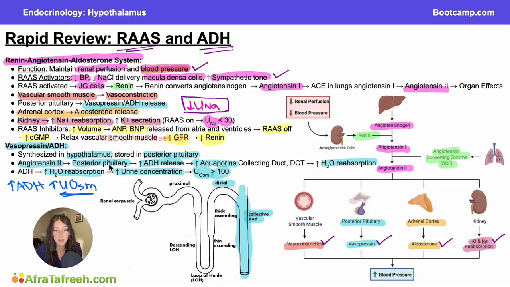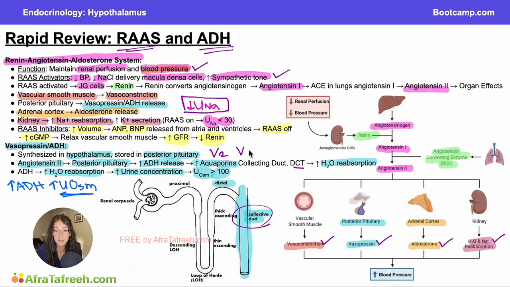The second system we talked about was vasopressin, or antidiuretic hormone. The release of vasopressin is regulated by a lot of factors, but it can be released when the RAAS system is on. Vasopressin exerts its effects by binding to the V2 receptors in our collecting duct. Those are going to be increasing the aquaporins in the collecting duct and sometimes the distal convoluted tubule as well.